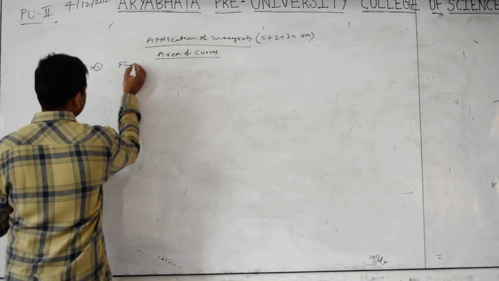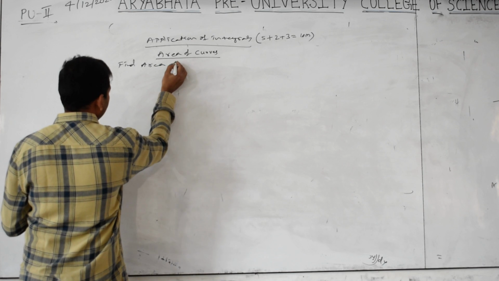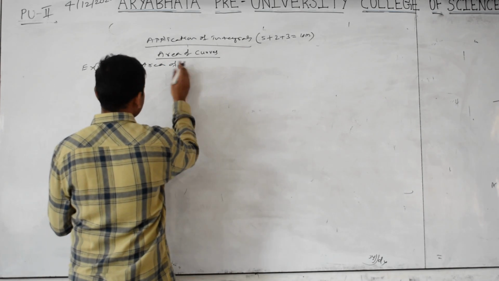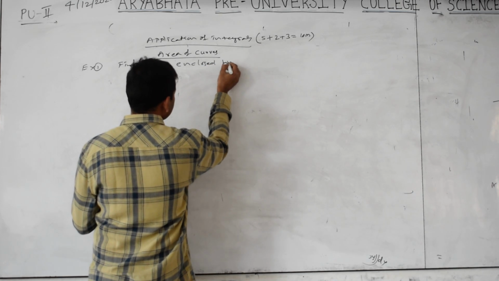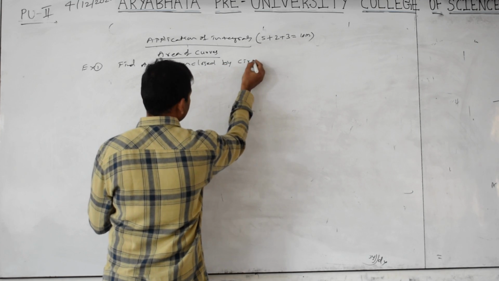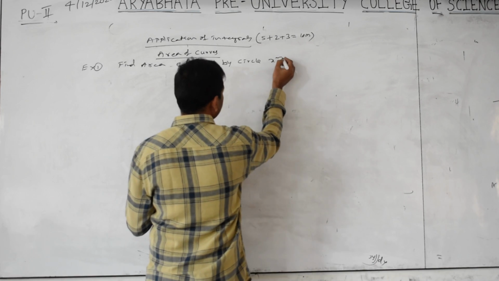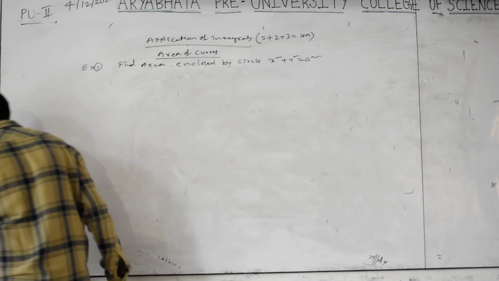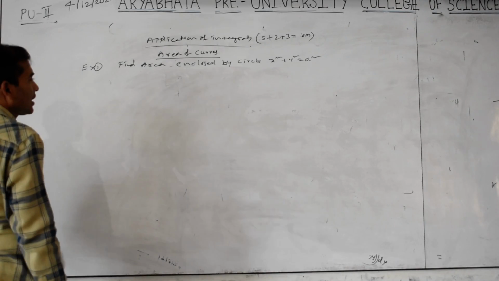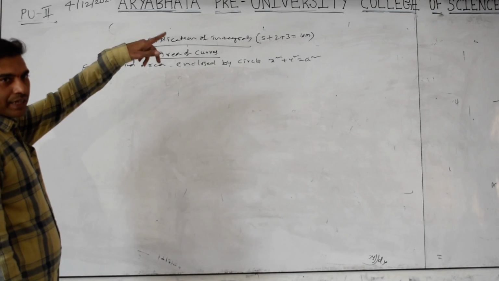Find the area enclosed by the circle x square plus y square equal to a square.